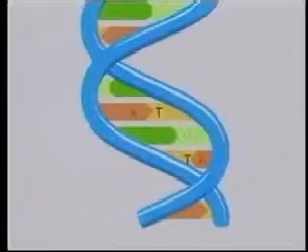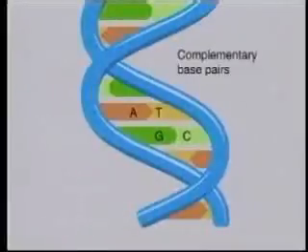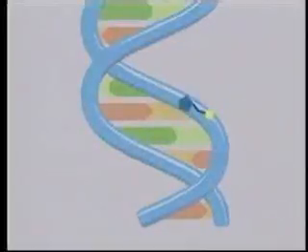T always pairs with A. C always pairs with G. A T-A pair and a C-G pair are called complementary base pairs. Each group of phosphate, sugar, and base is called a nucleotide.